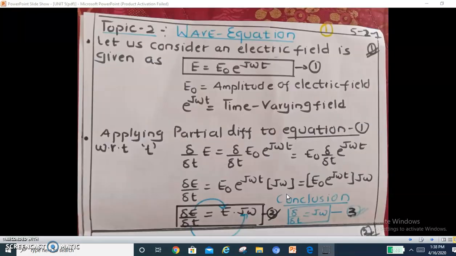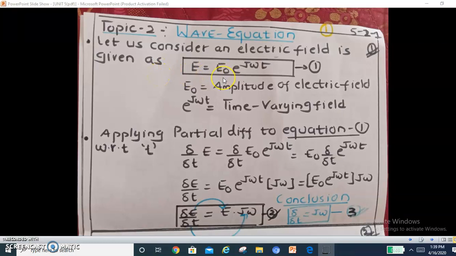So let us start with the introduction to the wave equation. For finding the wave equation, we should know the electric field. Here the electric field can be given by a magnitude with a certain signal. Here the signal is a complex exponential signal, which is time dependent, so sometimes it is called a time varying field also. Once you understand the time varying field, then we can apply it to Maxwell's equations.